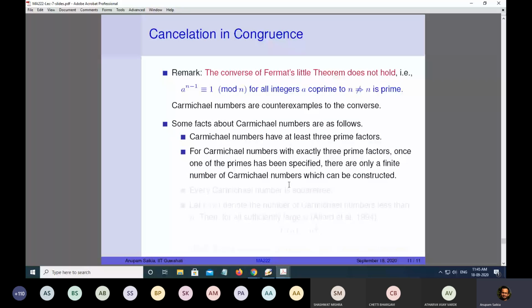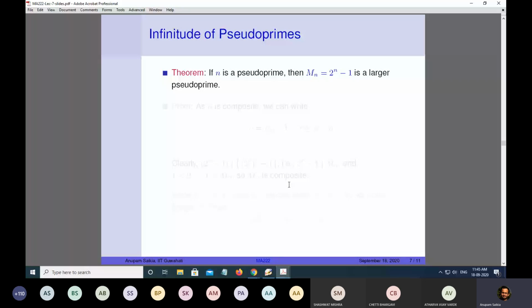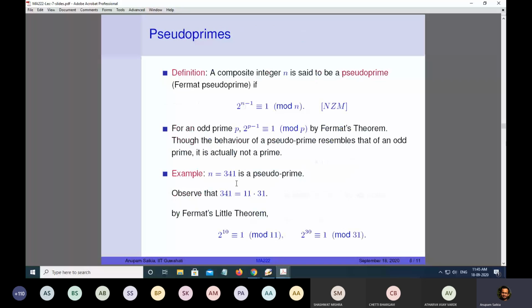To qualify as a pseudoprime, pseudoprime to base 2, that means 2 raised to 340 should be 1 mod 341. That is the requirement, because it's always better to identify what you want to prove. So in this case, we want to prove 2 to the power 340 is 1 mod 341. And of course 341 should not be a prime. So first of all, we factorize this, because it's a small number, we can easily factorize it.